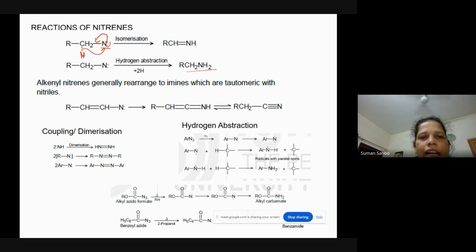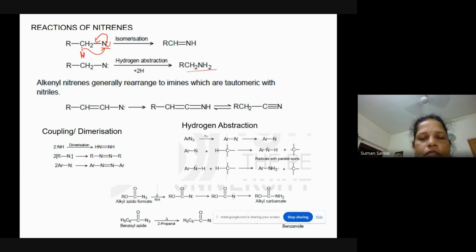Alkynyl nitrenes generally rearrange to imines which are tautomeric with your nitriles. When you have an alkynyl nitrene, that means you have a double bond, the nitrogen is attached to this carbon and this carbon is having a double bond. So this is your alkynyl nitrene. So what happens? This alkynyl nitrene actually rearranges.